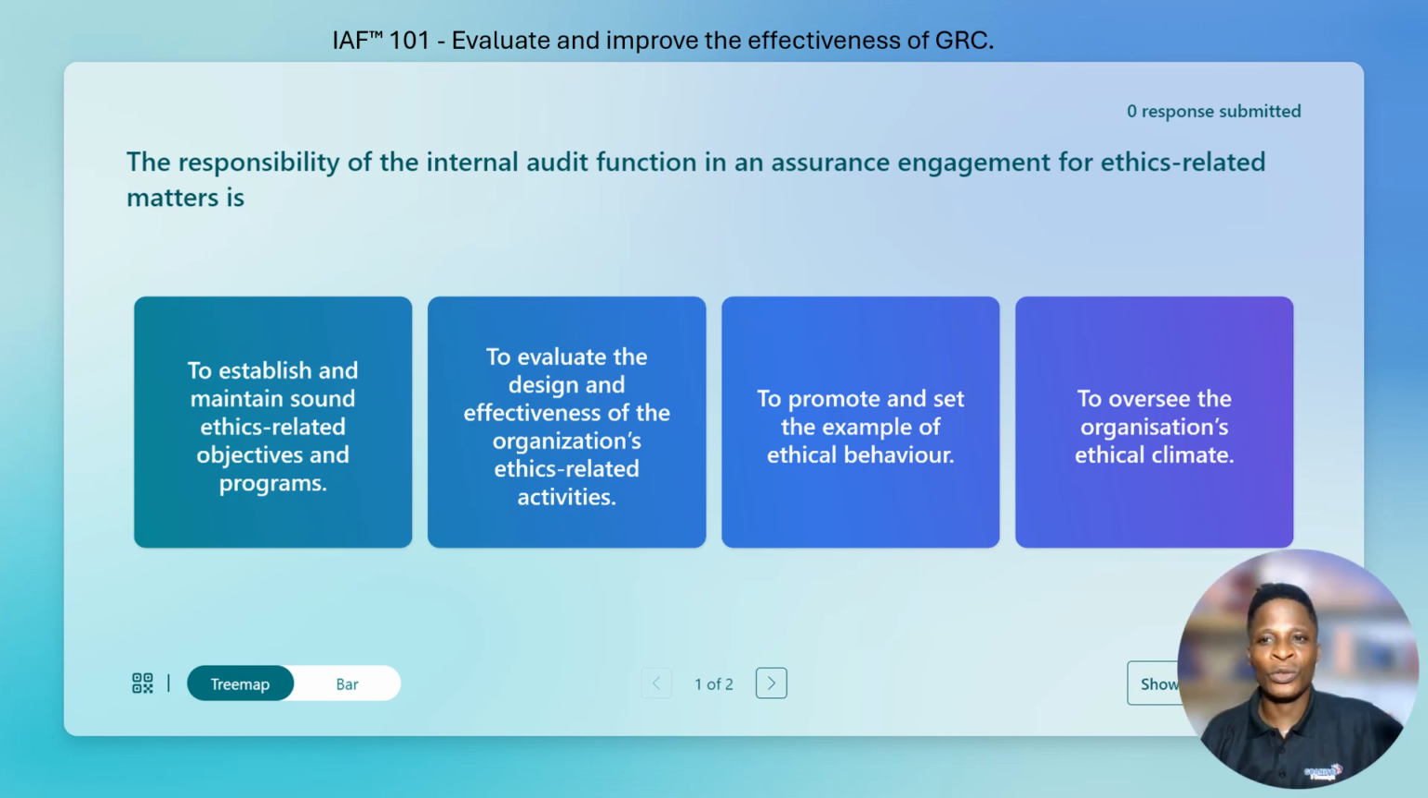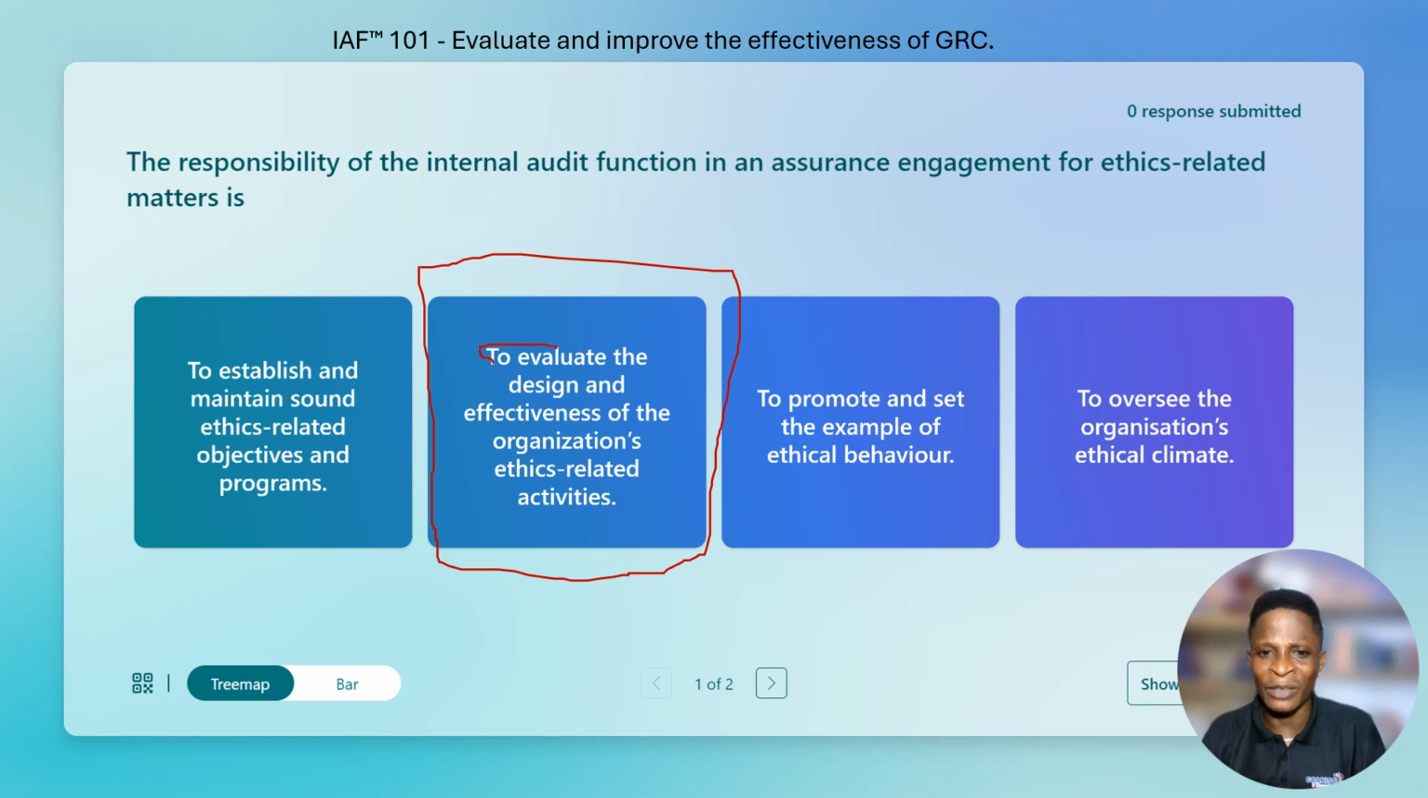This is a question on one of the key phrases or points in the definition of internal auditing. And the question says, the responsibility of the internal audit function in an assurance engagement for ethics-related matter is... ethics-related matter or governance matter. So I'm looking for key points that relate to that definition, and this is very obvious in this question. There's an option that says to evaluate the design and effectiveness of the organization's ethics-related activities.